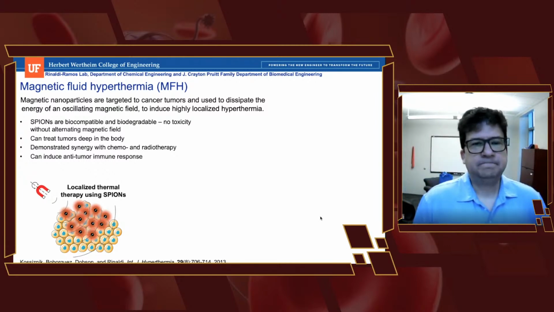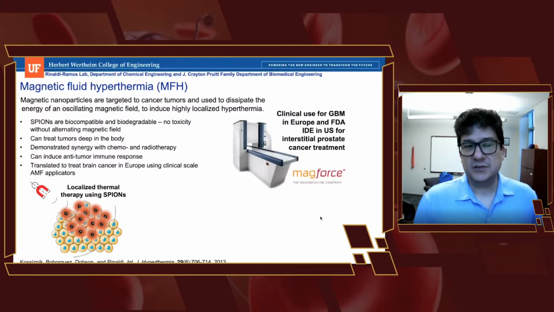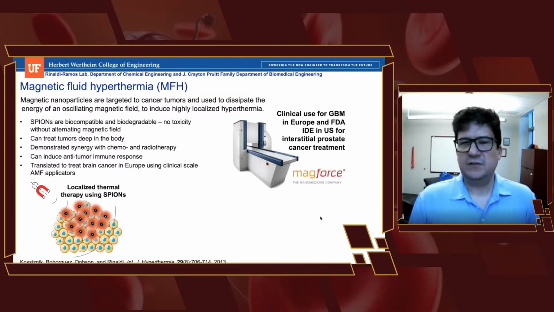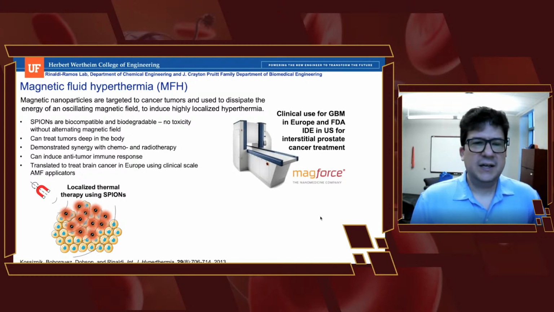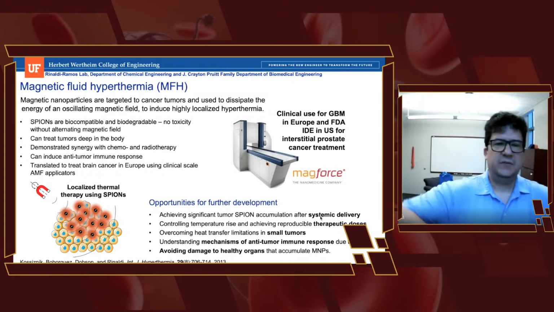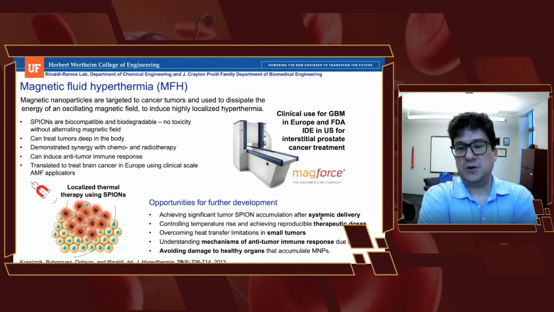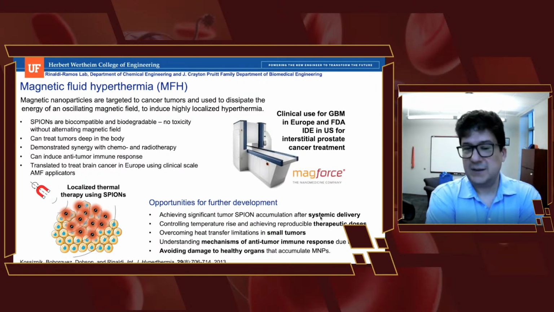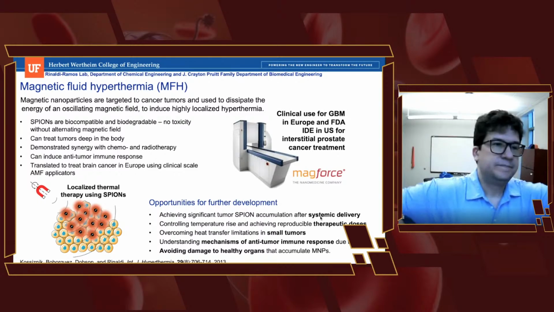As I mentioned yesterday, this therapy has been translated to treat brain cancer in Europe using clinical scale magnetic field applicators, which is often a question people ask, if we can do this in a human. And really, the hardware is not the limiting situation. It's really figuring out how to do it effectively. And there are several opportunities for further development in this field, such as achieving sufficient nanoparticle accumulation after systemic delivery, controlling temperature rise and achieving reproducible therapeutic doses, overcoming heat transfer limitations in small tumors, understanding mechanisms of anti-tumor immune response, and finally, avoiding damage to healthy organs that accumulate magnetic particles.